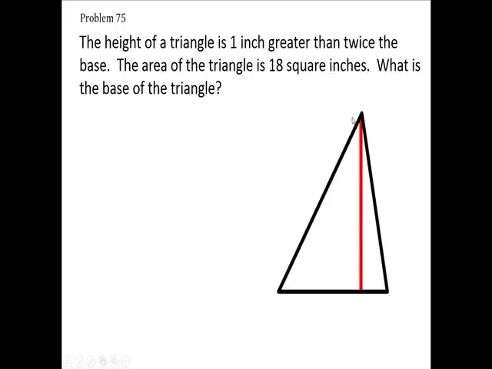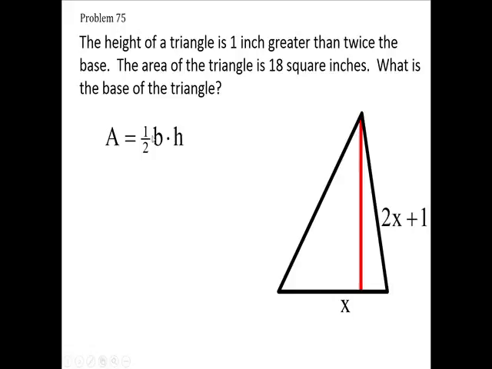So we have our triangle. The base, I'm going to label as the unknown, x. When we solve for x, we will have answered the question, what is the base? Now, if you double the base, twice the base, you'll have 2x. And then if you add 1 to that, you'll have 2x plus 1. That will be 1 inch greater than twice the base.